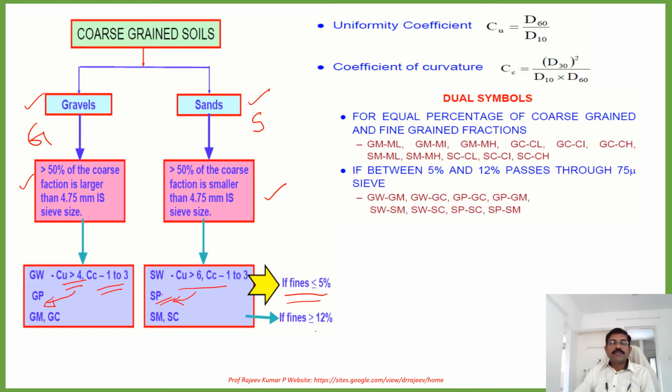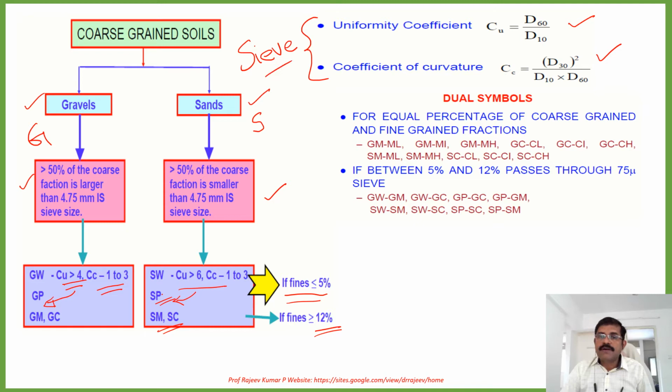If the fines are more than 12%, then these symbols are used: silty sand, clayey sand, silty gravel and clayey gravel. This you must remember. In one of the previous videos I mentioned how you calculate the uniformity coefficient and the coefficient of curvature. These parameters we get from sieve analysis, from the grain size distribution curve.